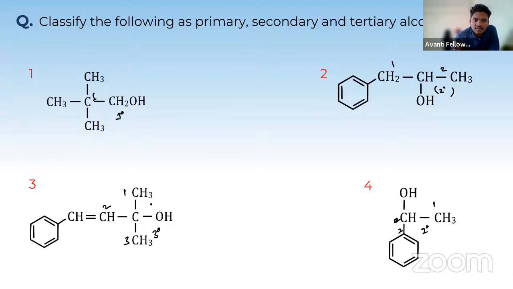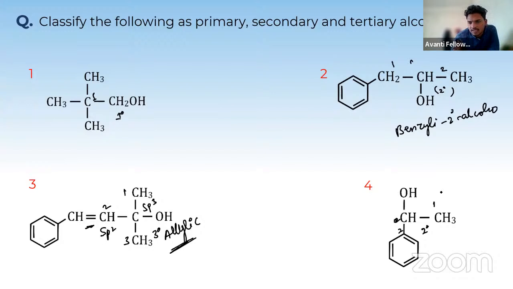Now they may ask about these three, which is the allylic one. Here you have a double bond, sp2, and this is an sp3 carbon, so this is allylic. And what about this one? This is called benzylic, a benzylic secondary alcohol. And this is also benzylic, a secondary alcohol. I hope you are clear with this, right?